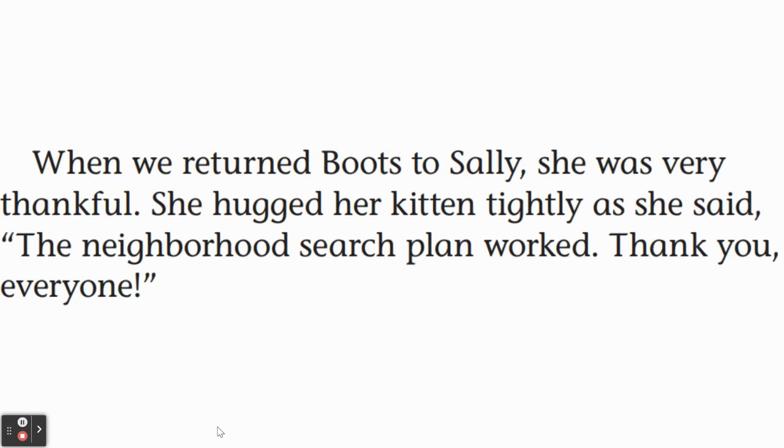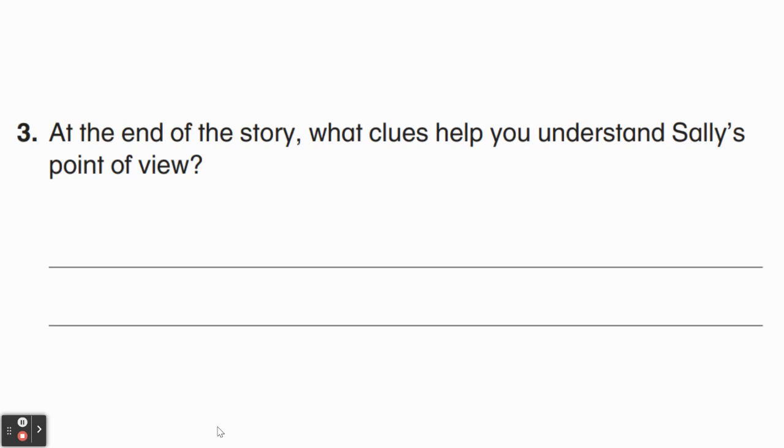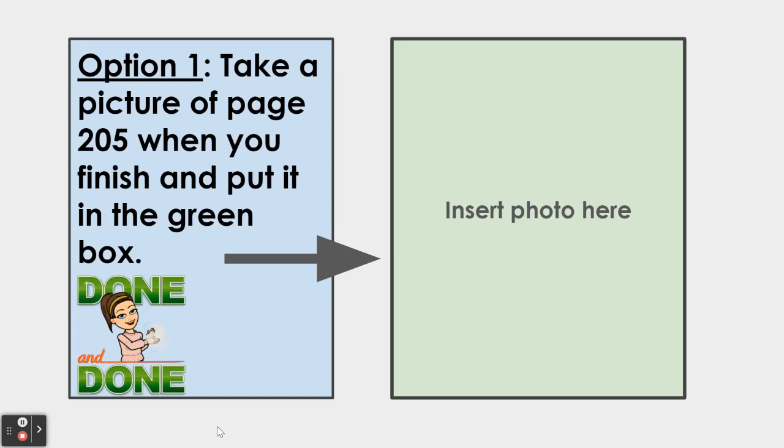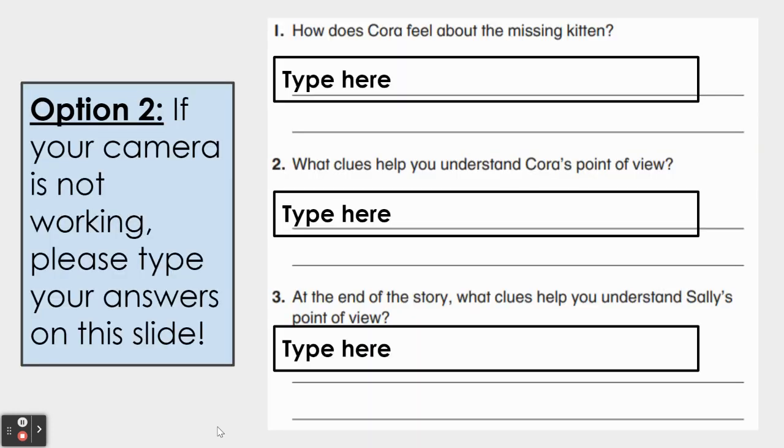All right, so what is Sally's point of view right now? How is she feeling? And what are the clues on this page that told you how she was feeling? Make sure to write your answer in a complete sentence for number 3. And when you finish, you can take a picture of page 205 and put it in the green box to the side. Or if your camera has not been working or you did not get it to take a picture, you can go ahead and type in your answers on the very last slide. Remember to click submit, and good luck today, second graders.